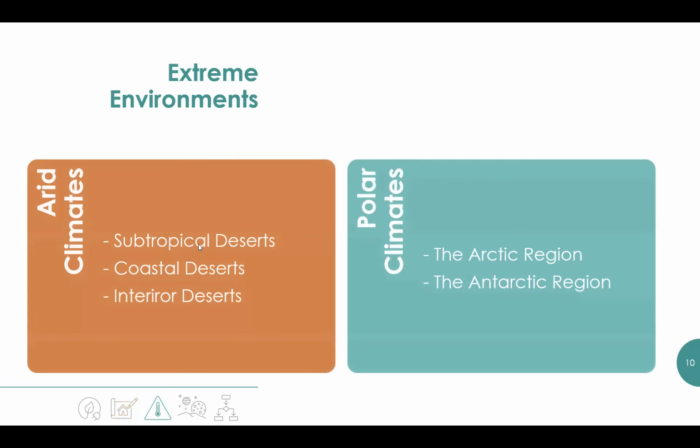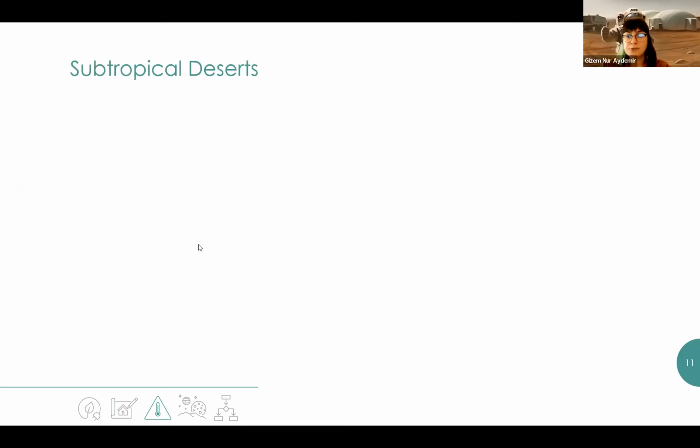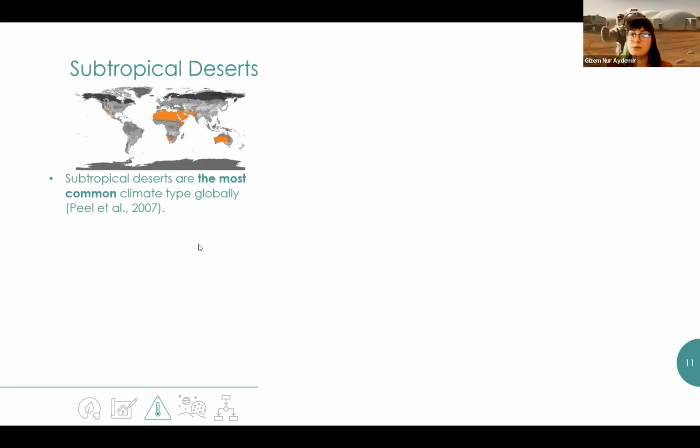In this section, we are still on Earth, and arid regions are examined under the 3 subtitles of subtropical, coastal, and interior deserts. Also, polar regions, including the Arctic and Antarctic regions, were examined. Well, subtropical deserts cover almost 15% of the world. The majority of the subtropical deserts of Africa is covered by the Sahara.